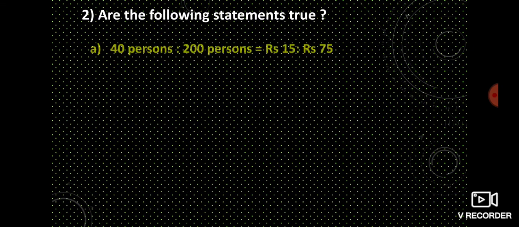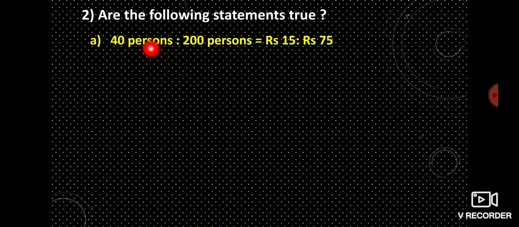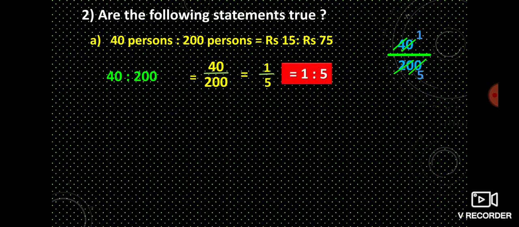Okay. Next question. Are the following statements true? Here, these two ratios are equal. That is given. We check this is true or false. First 40 persons is to 200 persons. So first we find 40 is to 200. Then dividing, 0 0 cancelled, 4 and 20. In 4, 1 time 4, in 20, 5 times 4. 1 by 5 equal to 1 is to 5. So first ratio is 1 is to 5.